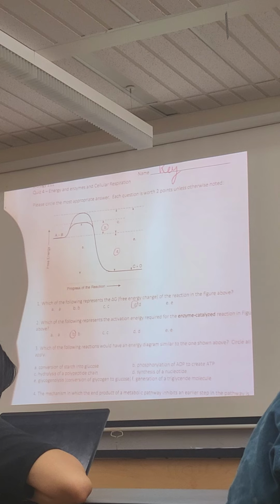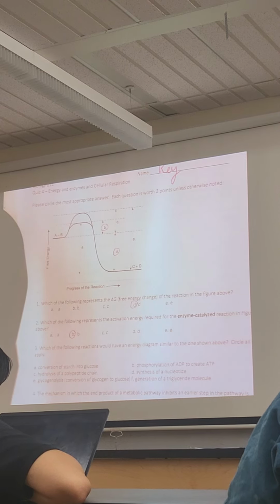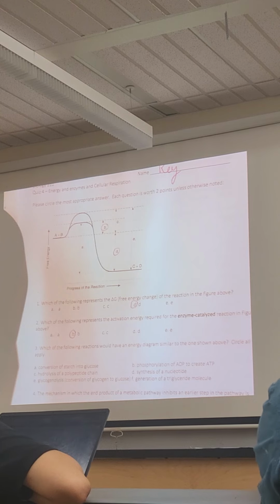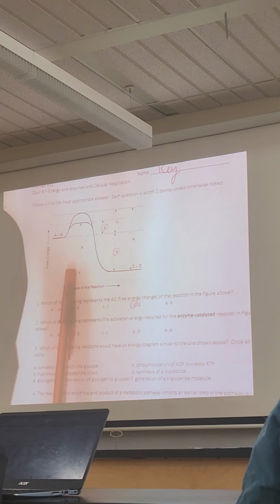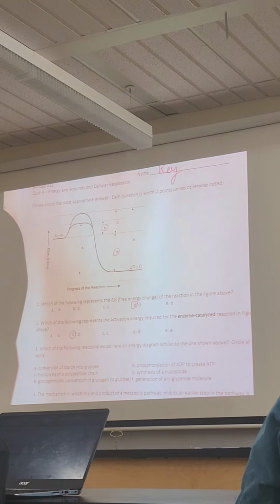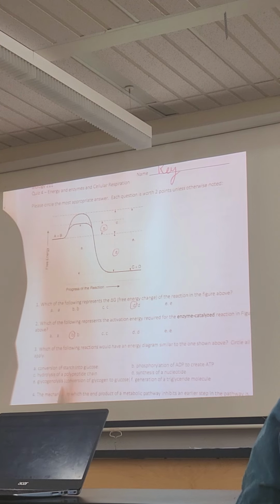Okay. Which of the following reactions would have an energy diagram similar to the one shown above? And for this, we just circle all that apply. So this is like the sticky notes that we did yesterday. Basically, we can start just by saying what type of reaction is shown here. Is it endergonic or exergonic? Exergonic. So we're just identifying which of these are exergonic reactions.